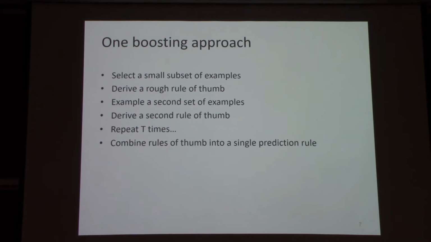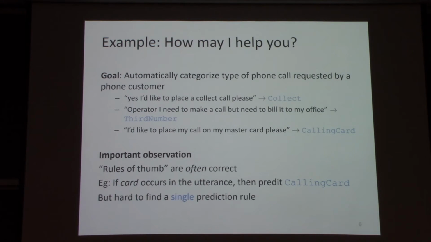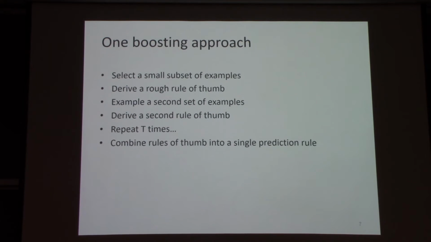Now you throw them away. Now you take another set of examples and come up with another rule of thumb. If the word, what was the other one? If the word collect shows up, then the label should be collect. Again, maybe it worked on these eight examples. You create a rule, and I throw that set away. And I repeat this a bunch of times. I have a bunch of rules of thumb. And now, somehow, I need to combine all of them into a single rule. That's the game.